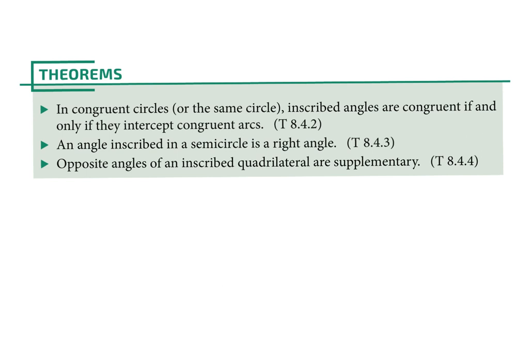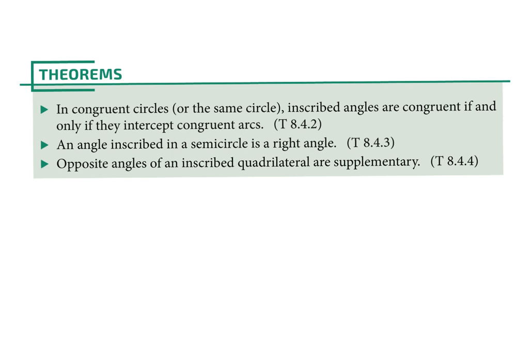An angle inscribed in a semicircle is a right angle. Well, how much is a semicircle? How many degrees is a semicircle? 180. So that makes sense that 1/2 of that is going to be a right angle. So some of this is common sense.